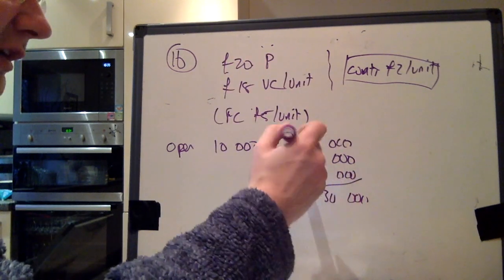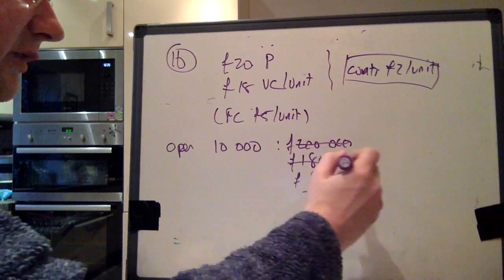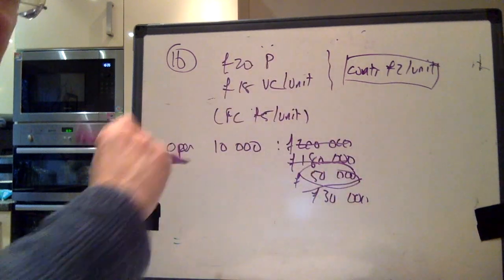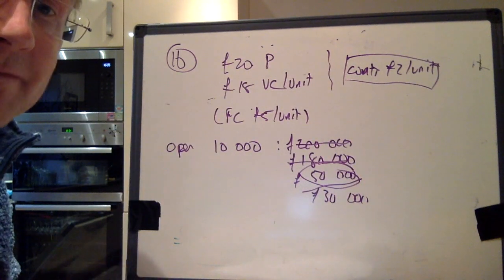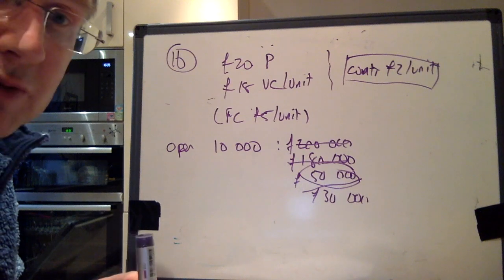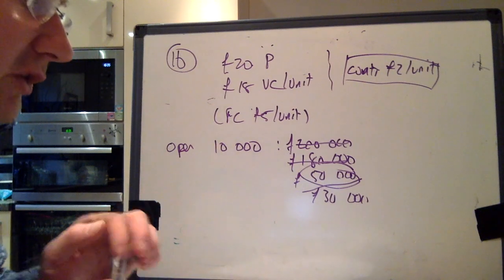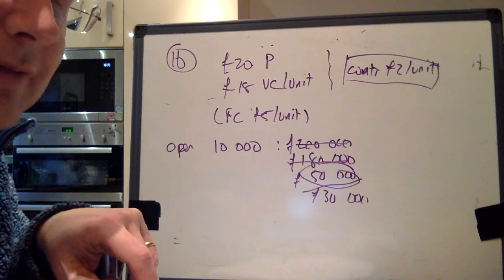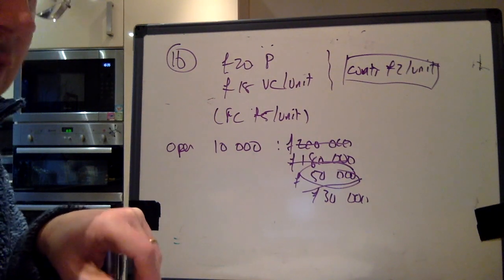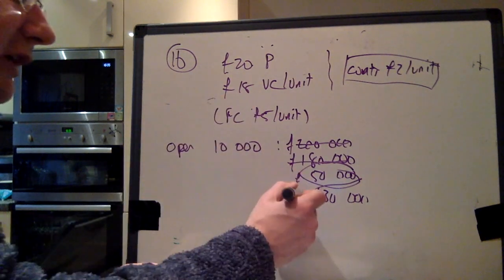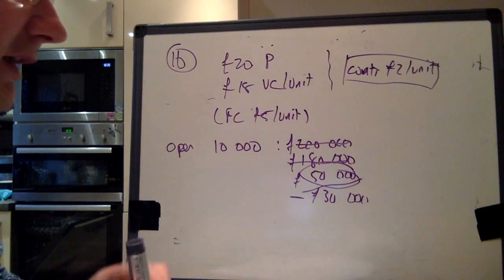If they're closed, they'd have no revenue, they'd have no variable costs, but they'd still have to pay £50,000 of fixed costs. So they would lose £50,000 if they closed, but they're only losing £30,000 by staying open. In the long run, obviously, you want to close it. It's no fun losing £30,000 a year, which is what they're doing.